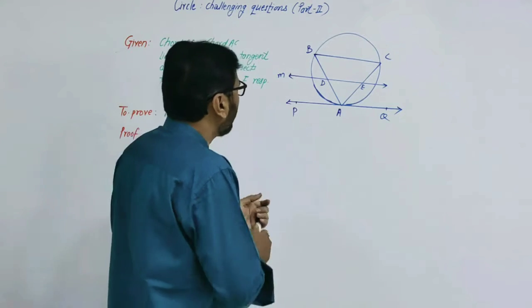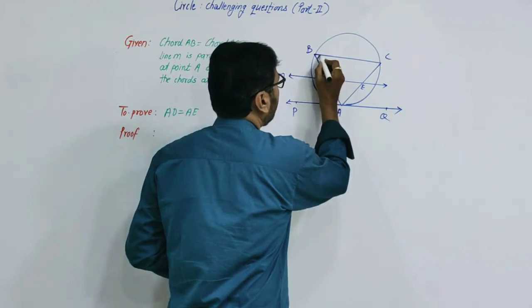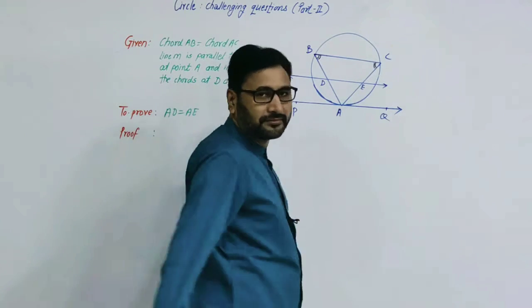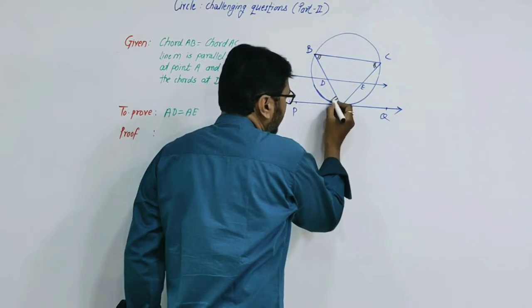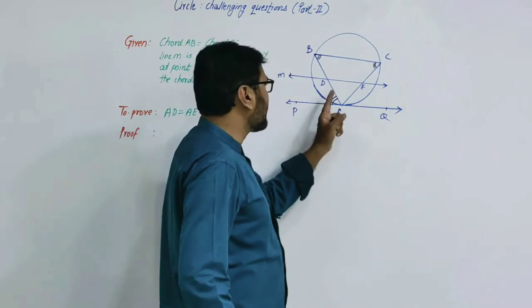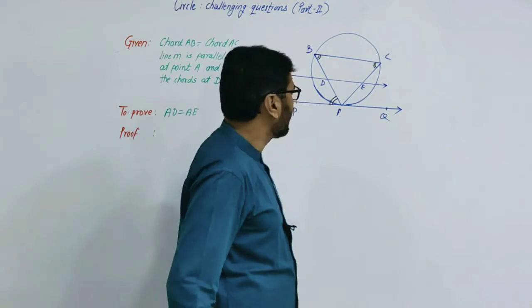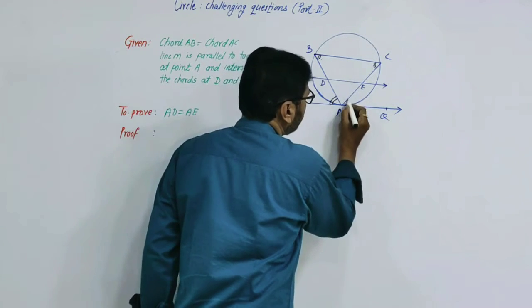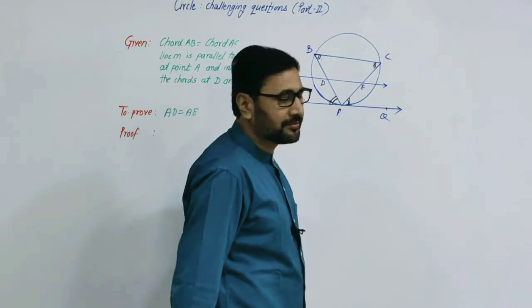Students, we know if AB is equal to AC, these two angles will be equal to each other. This angle would be equal to this angle, by the angles in alternate segment theorem, or you can say tangent secant theorem. This angle is equal to this angle. Same reason, tangent secant theorem.